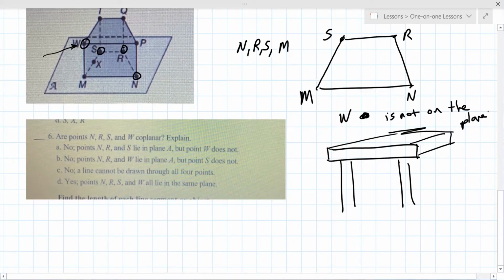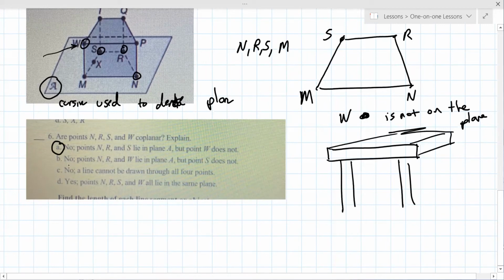This is very visual, so if it's not clear, let me know. But we'll answer this question. So N, R, and S, they lie in a plane. That's true. Plane A. So A is a cursive letter that's used to denote a plane. So you can use one letter. But W does not. So W is up here. It's not in the plane. So I'm pretty sure A is correct.